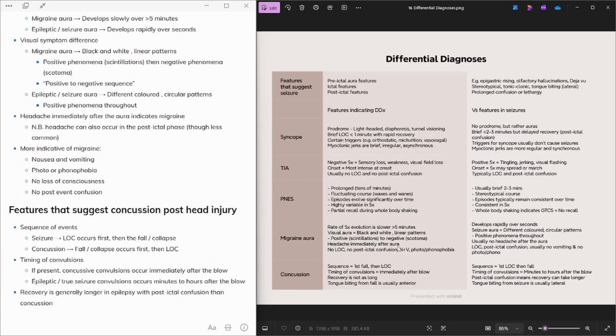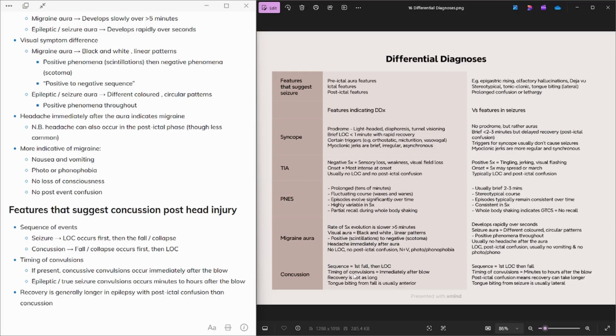And the last one is concussion. With a concussion, the main differentiating feature from a seizure is that in a concussion, you will first have the fall and then the loss of consciousness. Whereas with seizures, you will first have the loss of consciousness and then the fall. So it's important to clarify the history with either the patient or collateral witnesses to understand whether the fall or the loss of consciousness happened first.